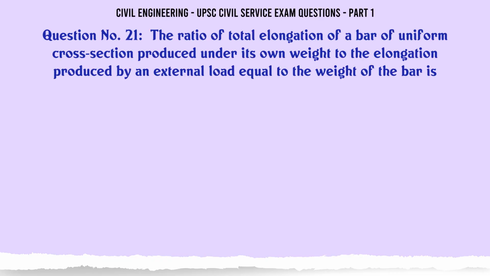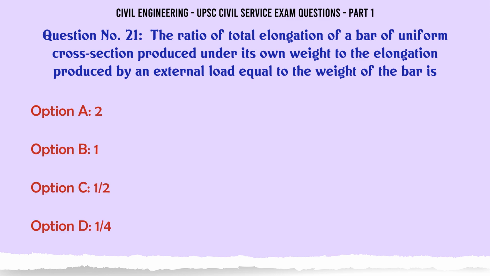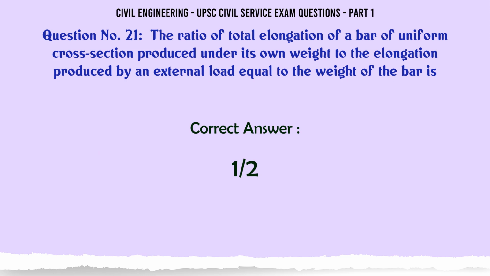The ratio of total elongation of a bar of uniform cross-section produced under its own weight to the elongation produced by an external load equal to the weight of the bar is A 2, B 1, C a half, D a quarter. The correct answer is a half.